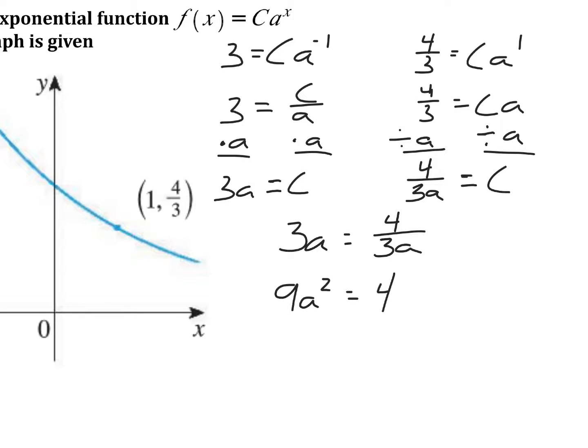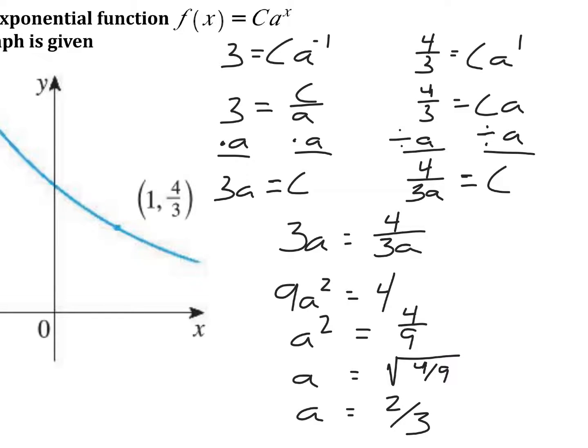And then we continue solving it for A, so we divide both sides by 9, so that gives us A squared equals 4/9. And then we take the square root of both sides, so A equals the square root of 4/9. And then we take the square root of our fraction. And the square root of a fraction, that just means take the square root of the top and the square root of the bottom separately. So square root of 4 is 2, square root of 9 is 3. So we have our A.